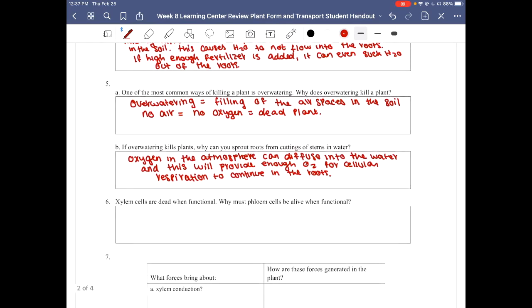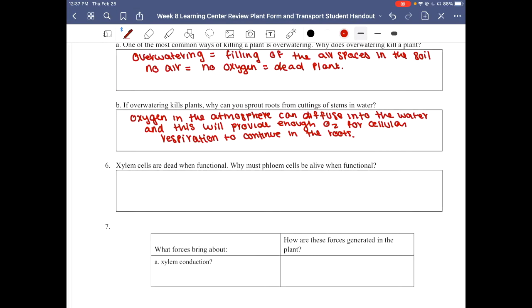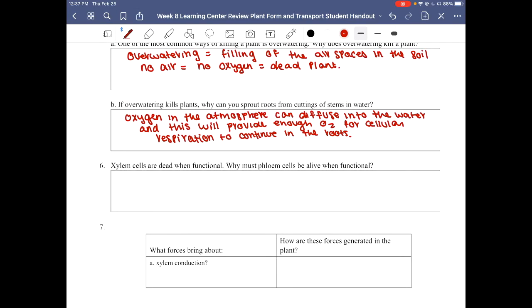Okay, so we were looking at question 6. So yeah, why must phloem cells be alive when functional? Can anyone think of why? It has something to do with concentration gradients and sugar.